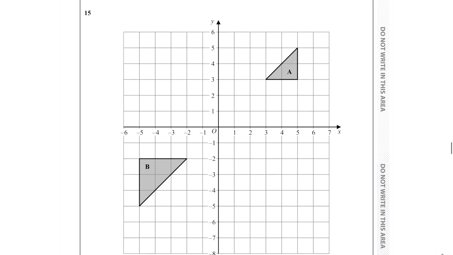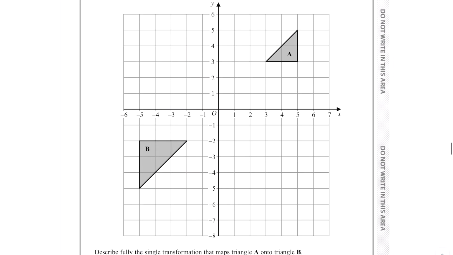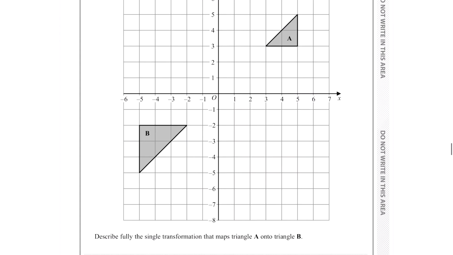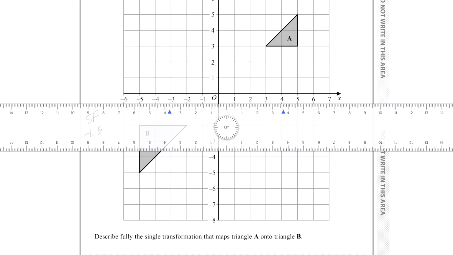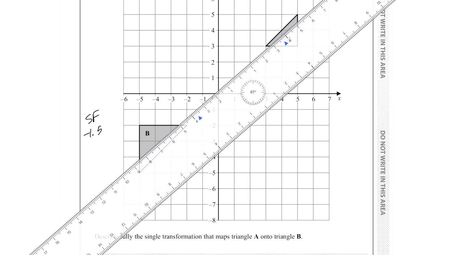Question 15, describe fully the transformation from A to B. So the first thing to know on this is the fact that this is 2 in terms of the width and the height. This is 3. So we can see it's been multiplied by 1.5. So there is a scale factor of 1.5, and it looks like it's a negative 1.5 because the shape's been inverted. And we just need to find the center.